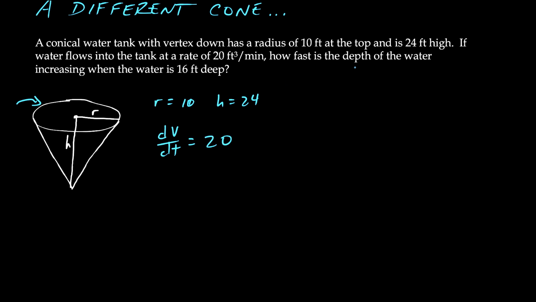How fast is the depth of the water increasing? So that means we're looking for dh/dt when the water is 16 feet. So evaluated at h equals 16, and that's what we need. So again, we can simply start off with the equation of volume. So pi over 3 r squared h.